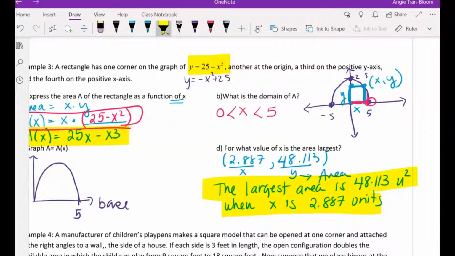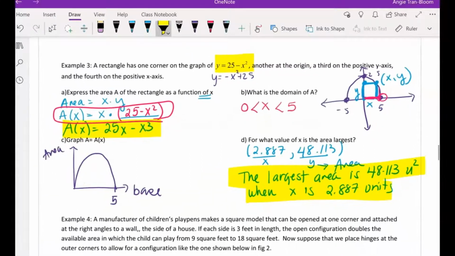Once you have the equation, you can use your graphing calculator. In the graphing calculator, you want to do zoom and zoom fit, and then do second calc, and then the maximum. Now, if you use decimals, that's also okay as well.